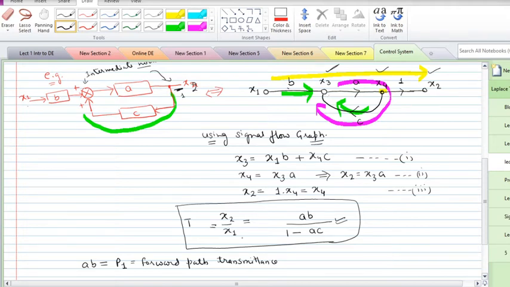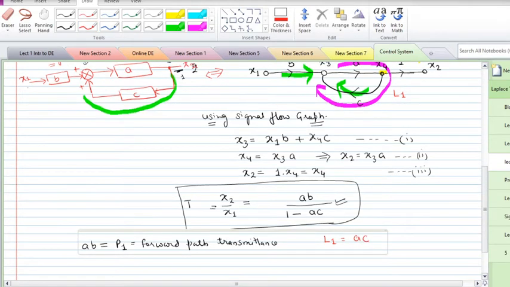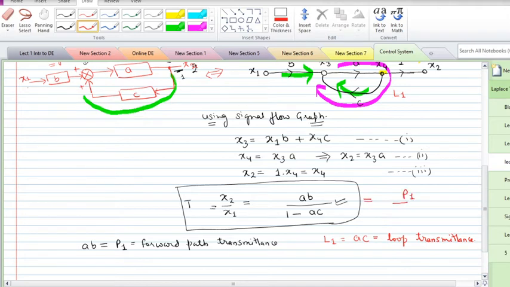Okay, so here, let us suppose this is your L1. We can write L1 is equal to AC, and this is the loop transmittance. Okay, so we can write this T as P1 divided by 1 minus L1.